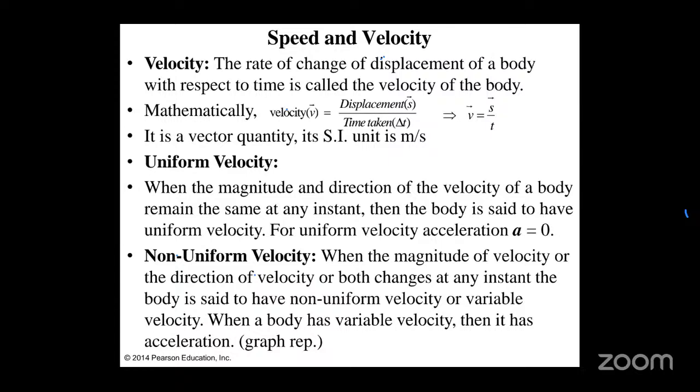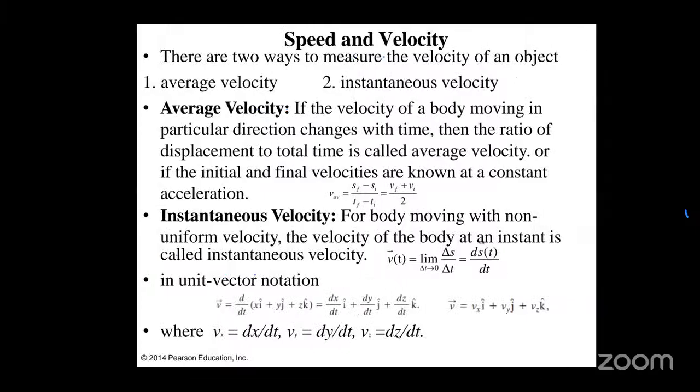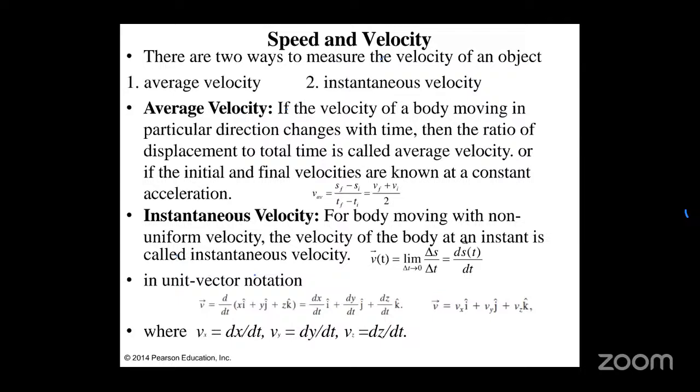So average velocity is the ratio of the displacement to the total time. That is average velocity. And the instantaneous velocity is the velocity of a given body at an instant of time, at a particular time. Velocity of the body at a particular time is dx over dt for the x component, and for the y component, dy over dt.